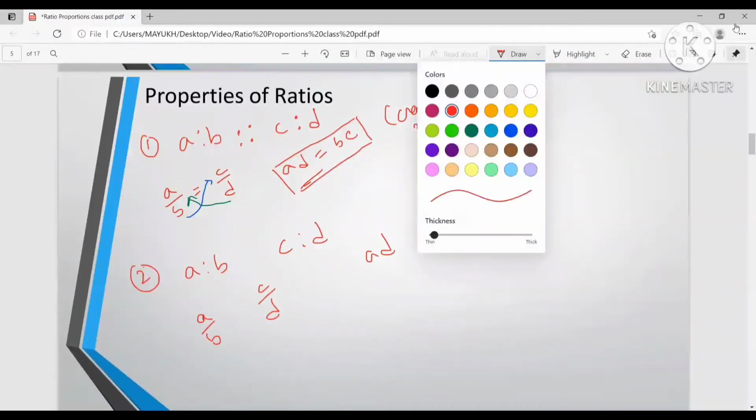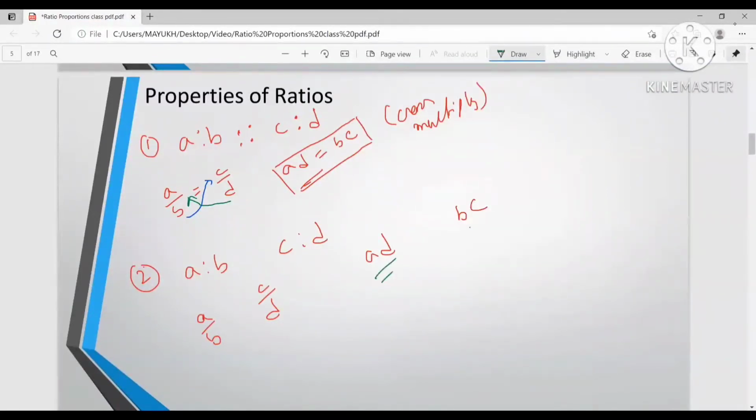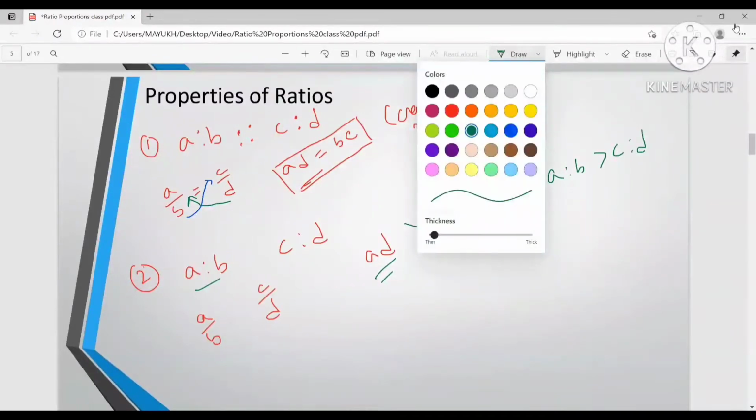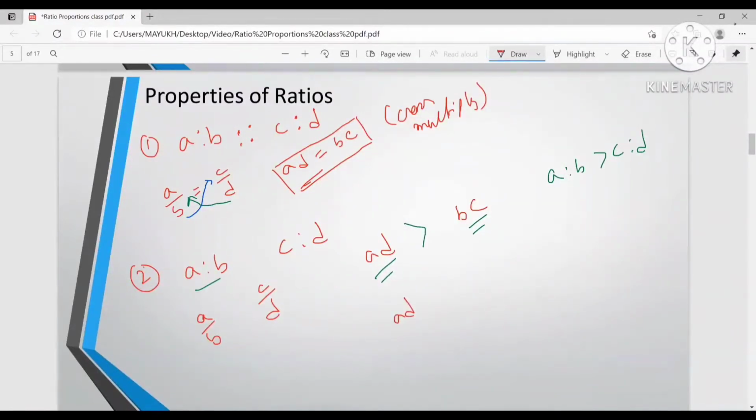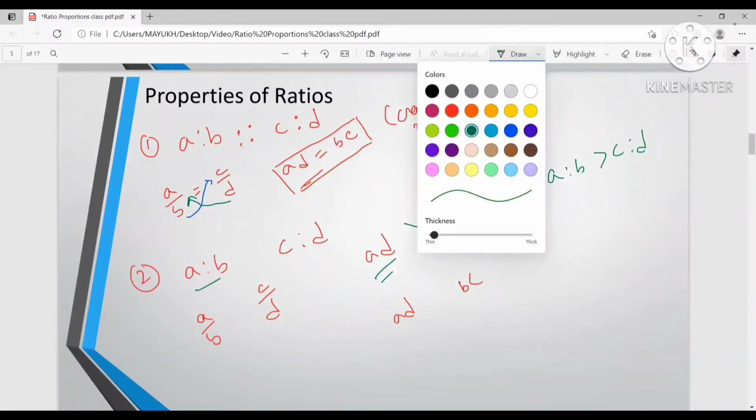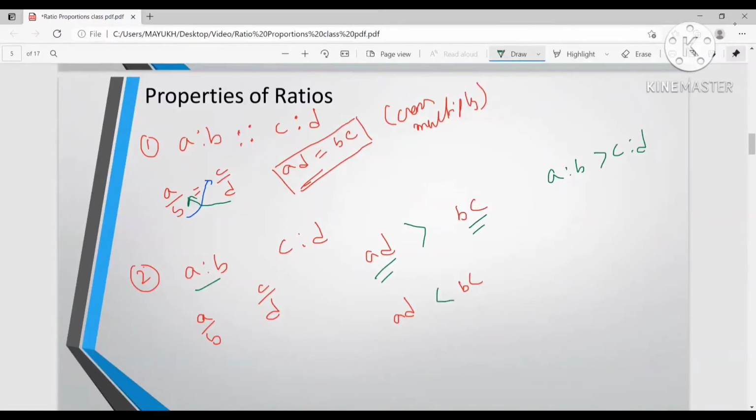Now we'll compare these values. If AD is greater than BC, then we will say that A is to B is greater than C is to D. Similarly, if AD is smaller than BC, we'll say A is to B is smaller than C is to D. And in case AD is equal to BC, we'll say A is to B is equal to C is to D. We'll look at a few sums of this sort and clear our doubts, if any.